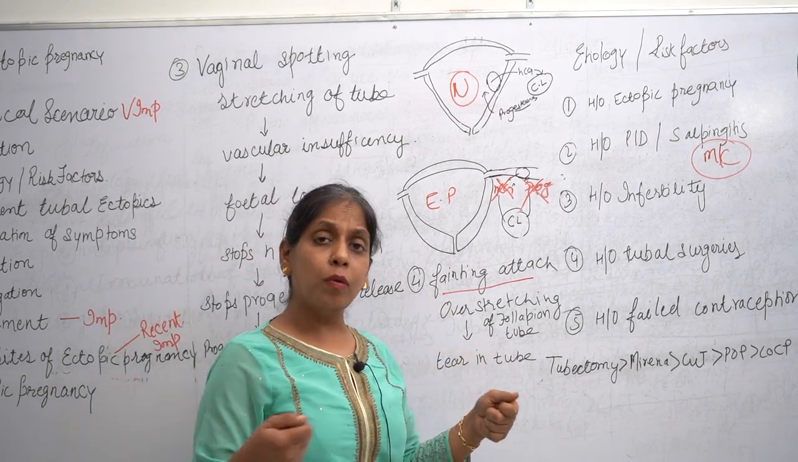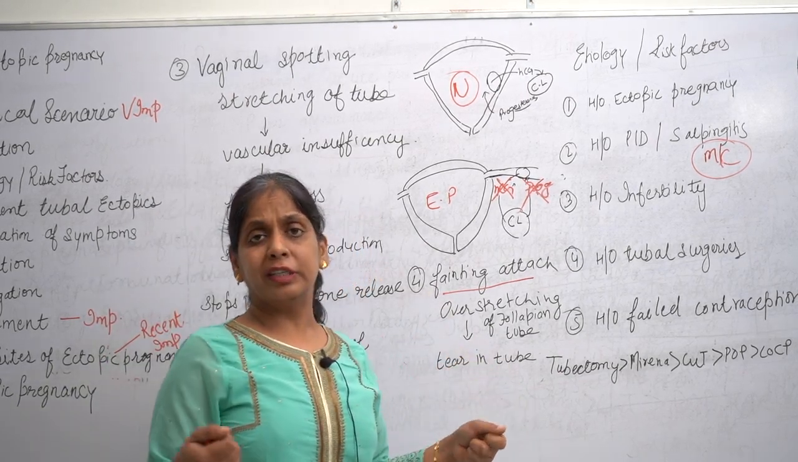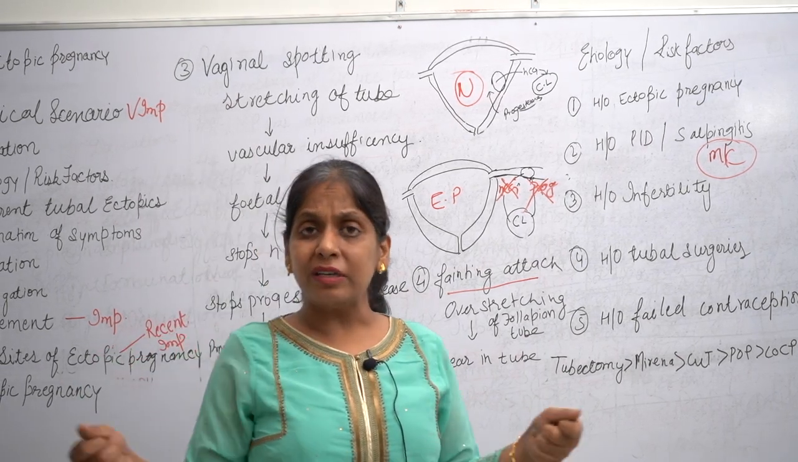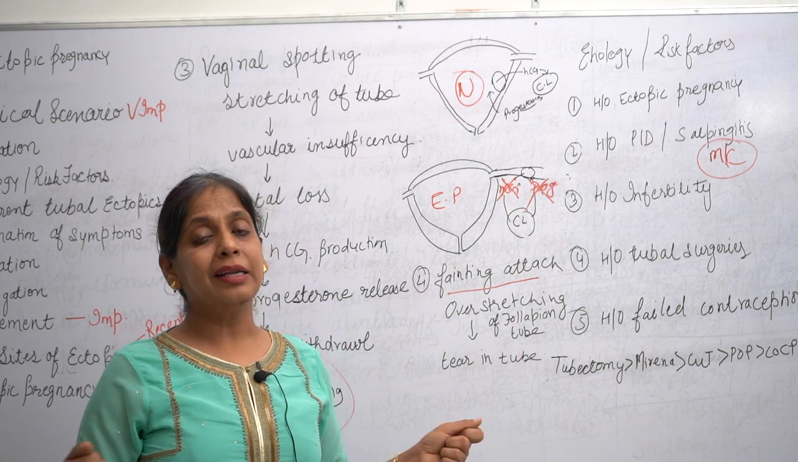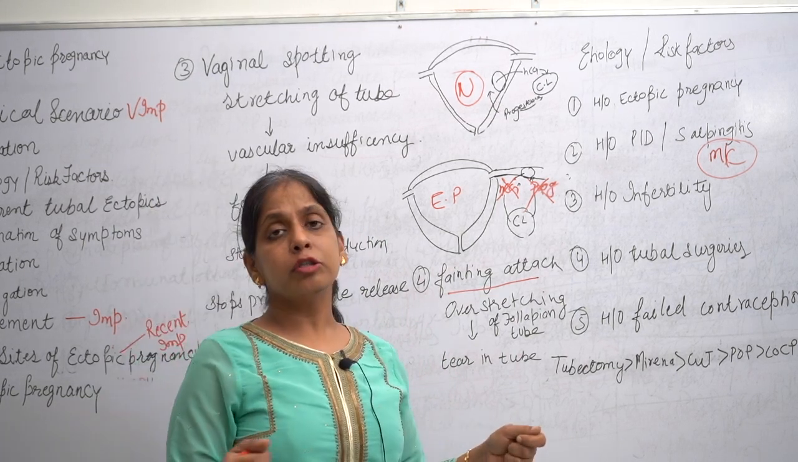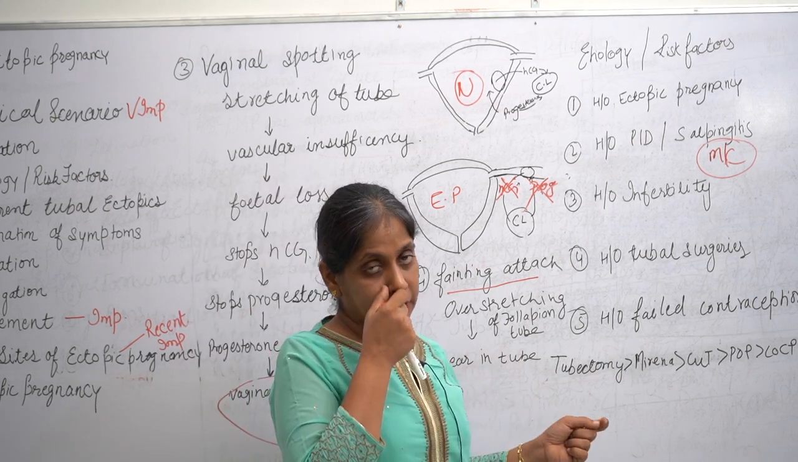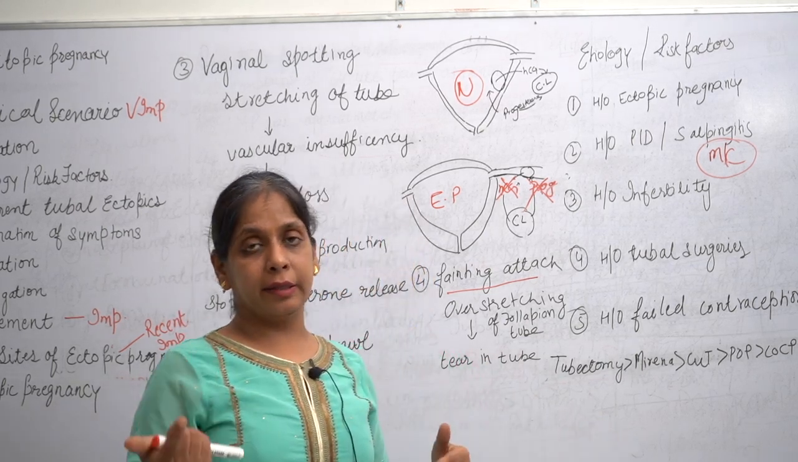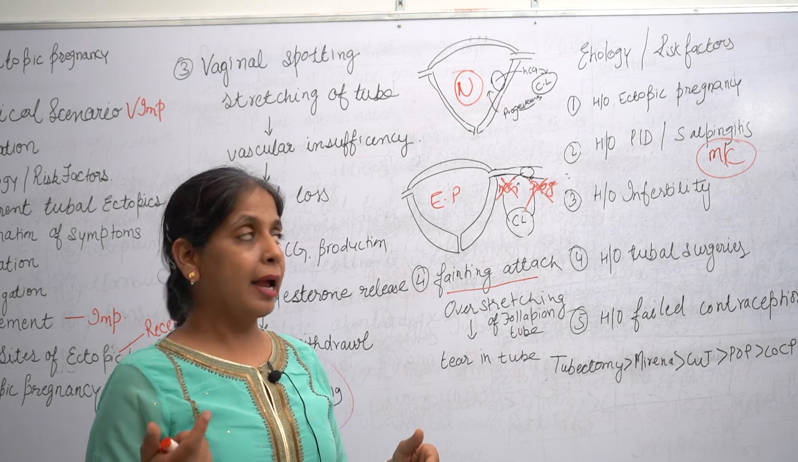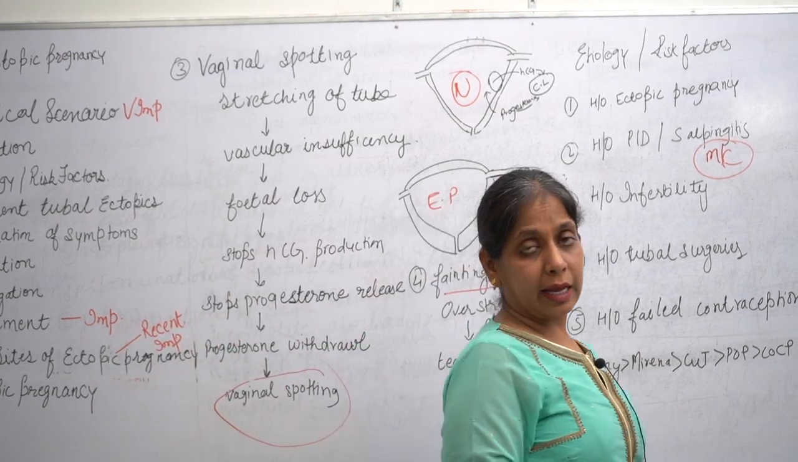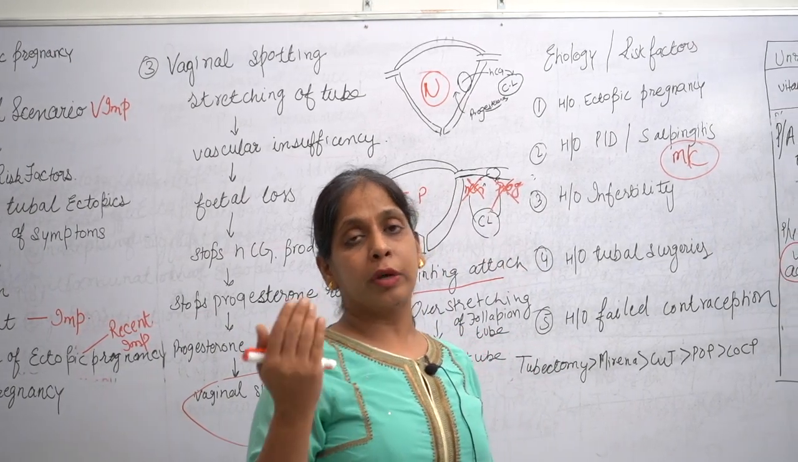Because when there is overstretching of the fallopian tube, it tears the growing embryo's tube. It tears the fallopian tube and also tears the nearby arteries, leading to intraperitoneal hemorrhage and thereby hypotension, and the patient suffers from a fainting attack. Now we have discussed that tubal diseases lead to ectopic pregnancy.